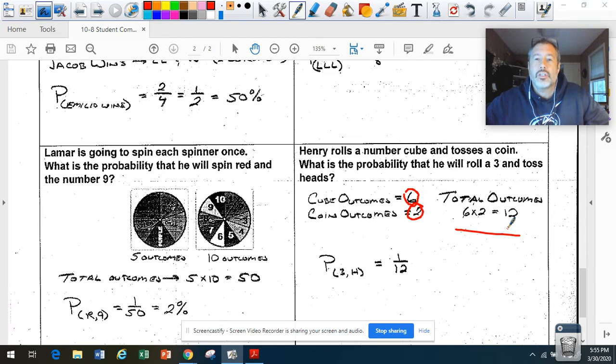And we want to know the probability of getting a 3 and an H. Well, guess what? There's only 1. So 1 over 12 is the probability. And if we were to divide that out, 1 divided by 12 is going to be 0.8333333. So if I move the decimal 2 places to the right, this gives me 8 1/3%.